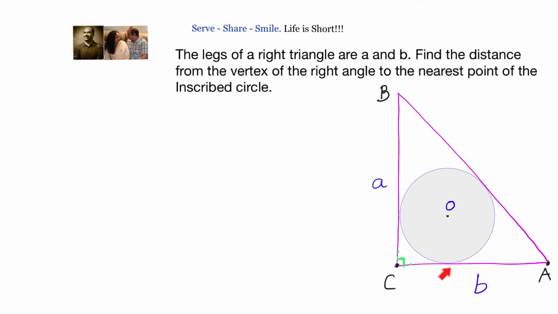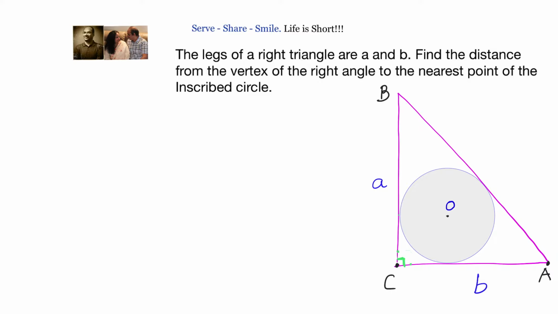So we have a right angle triangle in which one side is of measure A, another side is of measure B. Find the distance from the vertex of the right angle to the nearest point of the inscribed circle. So a circle is inscribed inside the right angle triangle. We have to find the distance from C to the nearest point of the inscribed circle.